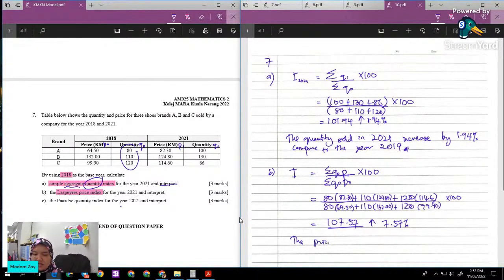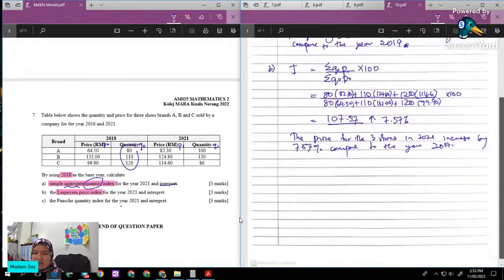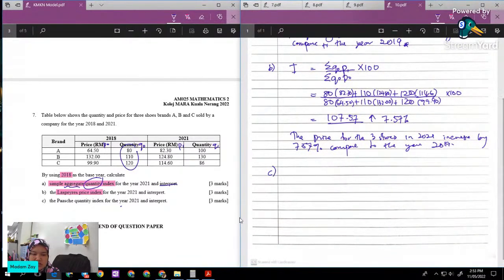So, sekarang kita cakap lah, ini adalah price index. So, the price for the three shoes in 2021 increase by how many percent? 7.57% compare to the year 2018. Okay, settle B.